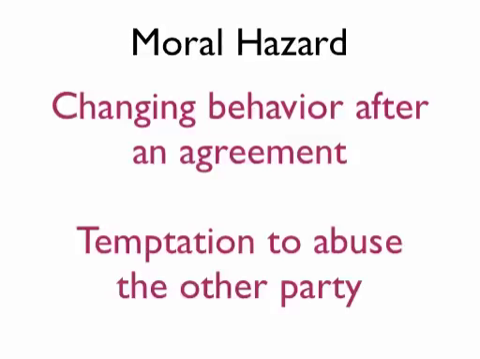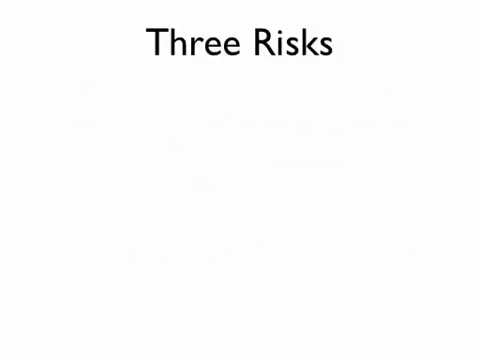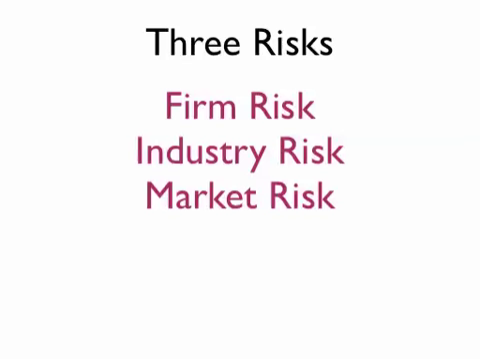The other thing that we remember in insurance is moral hazard. Moral hazard is when someone changes their behavior after an agreement. They have this temptation to abuse the other party because of the structure of the agreement. There are 3 risks that we think about with a stock market. The first is firm risk, the second is industry risk, and the third is market risk.